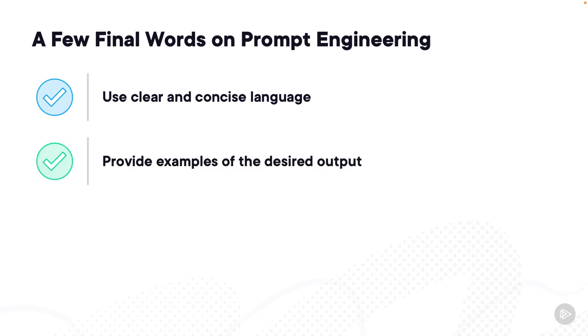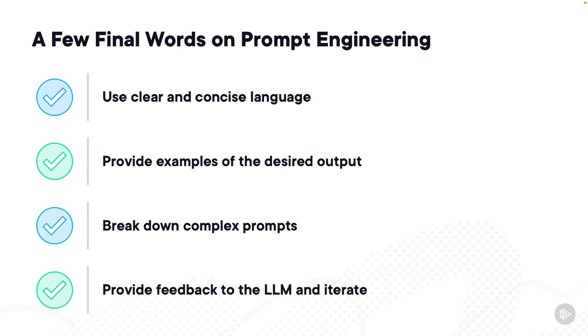When possible, use examples of the desired output, which helps the LLM understand the style and tone that you're looking for. Also, break down complex prompts. If you have a very complex prompt, it is way better to break it down into smaller, more manageable instructions, which makes it easier for the LLM to generate a satisfactory response. Provide feedback to the LLM and iterate. This allows the LLM to learn and improve its ability to generate outputs that meet your needs.